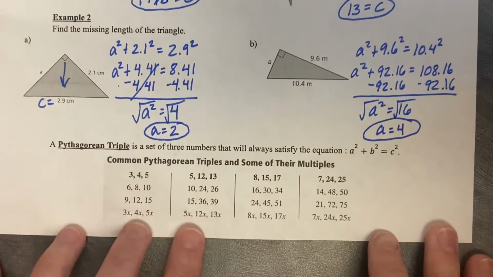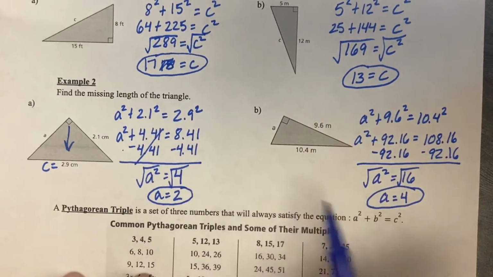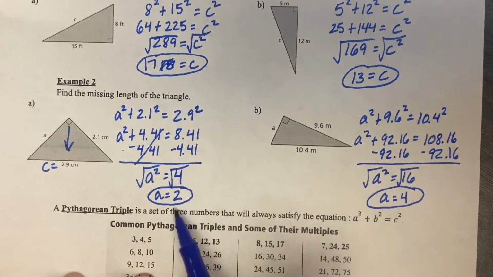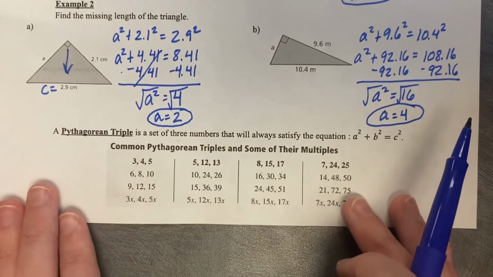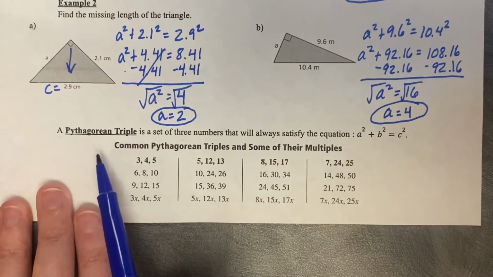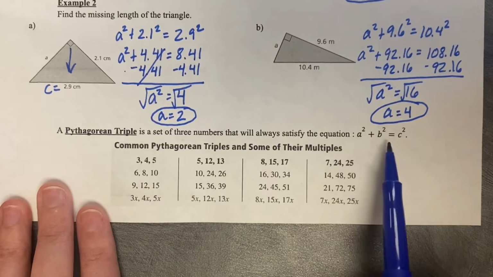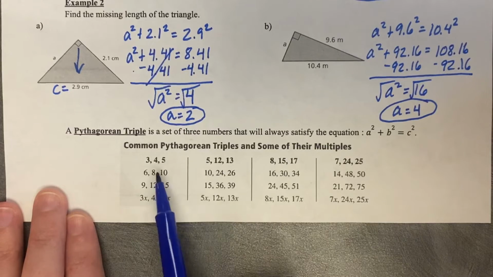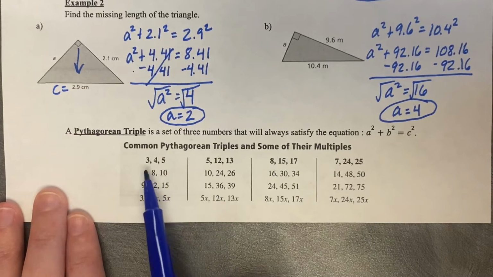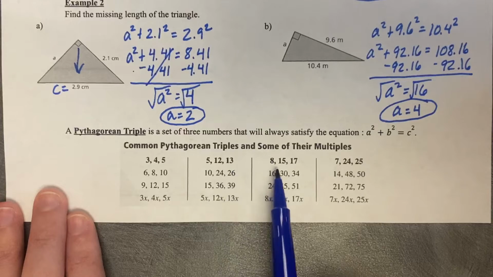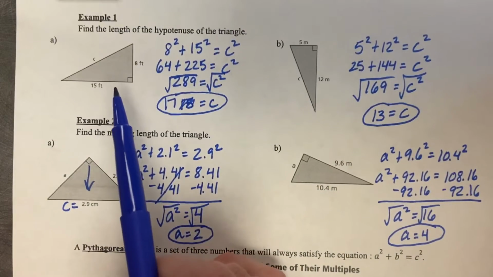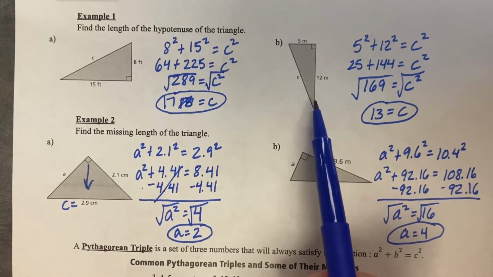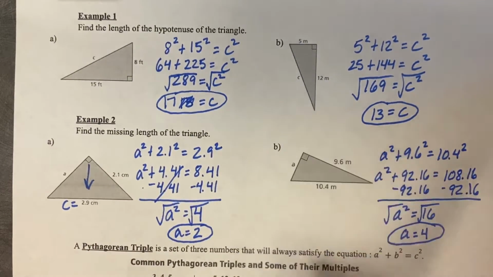Awesome. So above all these problems up here, we've been getting nice round numbers for our answers. And anytime you get these nice round numbers, they are what's called a Pythagorean triple. A Pythagorean triple is a set of 3 numbers that will always satisfy a squared plus b squared equals c squared. Here are some common Pythagorean triples: 3, 4, 5; 5, 12, 13; 8, 15, 17. That's actually one we saw right here, 8, 15, 17. And then we also saw the 5, 12, 13 here.